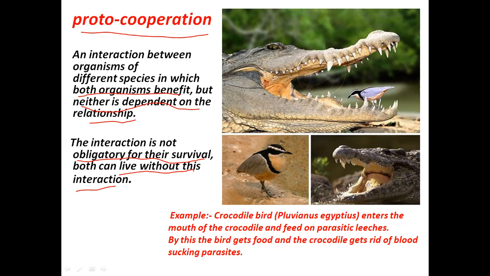Like this is the example of proto-cooperation. For example, the crocodile bird, you can see here. It enters the mouth of the crocodile, as you see here in this pic, and feeds on the leeches that are present in the mouth of the crocodile. So the bird gets the food and the crocodile gets rid of blood sucking parasites. So in this type of relationship, both of the interacting species, in this case crocodile and crocodile bird, both get the benefit, but this relationship is not mandatory for their survival. They can live separately. All right, so this is all about positive interactions.